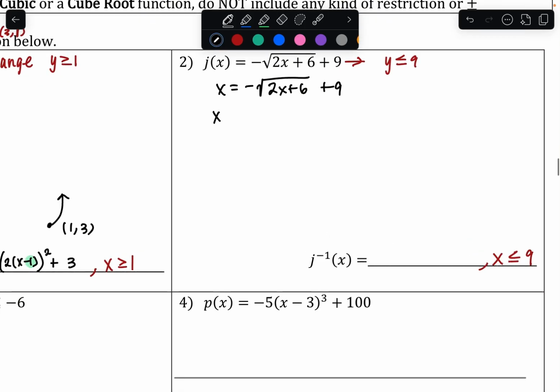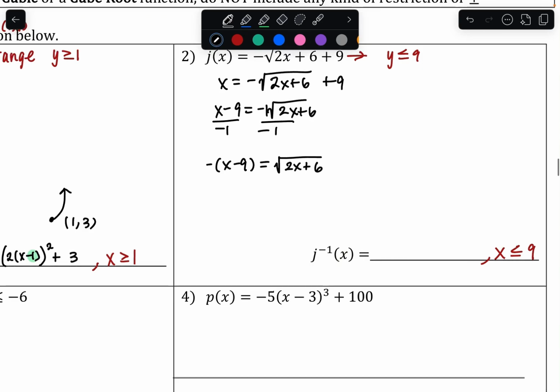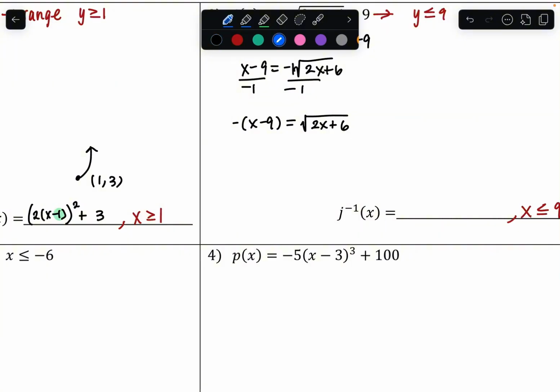Okay, for this next one, switch your x and y. First step, subtract the 9. And then we have this negative out front, and so technically you're dividing both sides by a negative 1. You can keep the negative outside the parentheses. You can distribute it. I just like to leave the extra parentheses. And then now we are ready to square both sides. Okay, and so I have a negative (x minus 9) squared equals just the 2x plus 6.